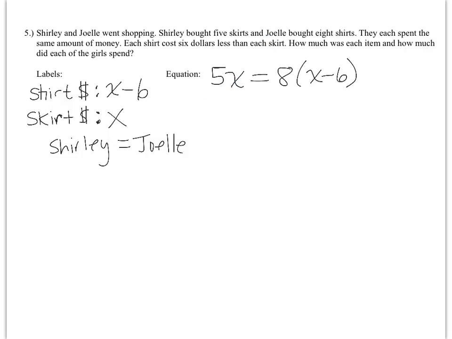And then Joelle bought 8 shirts. Shirts were X minus 6. So you're multiplying the X minus 6 by 8. They're equal because Shirley and Joelle spent the same amount of money. And this is one where you don't actually have to solve it. If you did solve it, the value of X, once you solve it, would be how much a skirt cost. You would have to subtract 6 to get how much a shirt cost. And then to figure out how much they spent, you just have to multiply X and 5 together or do X minus 6 and 8. They would equal the same number. But you don't have to solve this one.